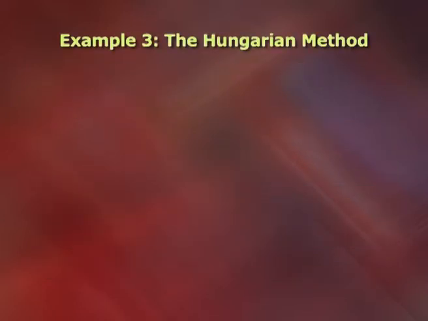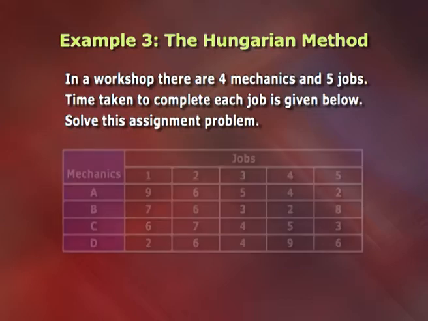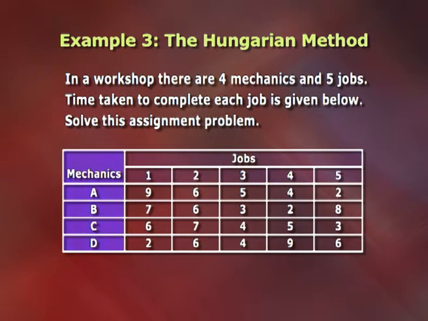One more example. In a workshop, there are 4 mechanics and 5 jobs. The time taken to complete each job is given below. Solve this assignment problem. You can see the 4 mechanics are given and there are 5 jobs 1, 2, 3, 4 and 5. The 9 represents that if job 1 is allocated to mechanic A, the time taken, that is 9 hours, is given to you, and so on. The whole matrix is given.